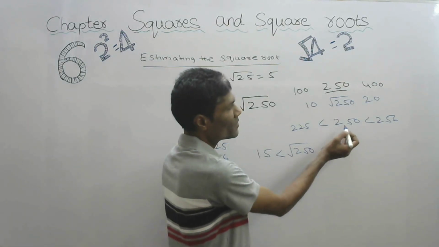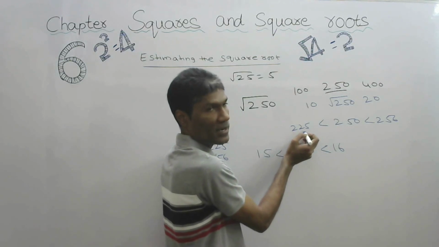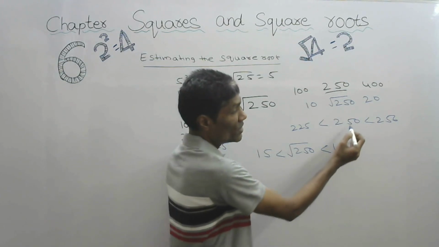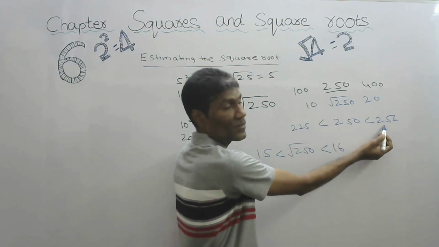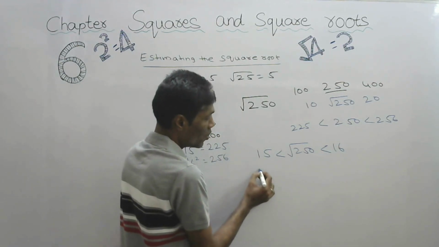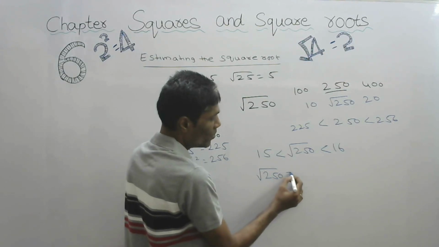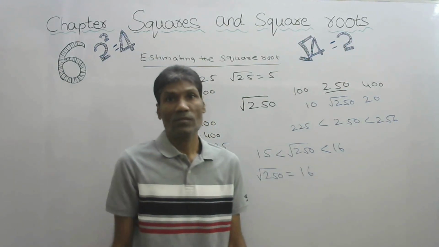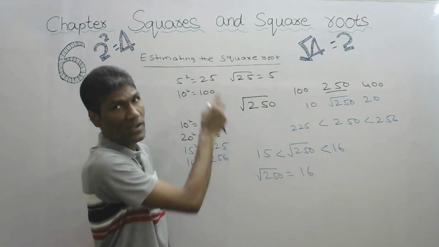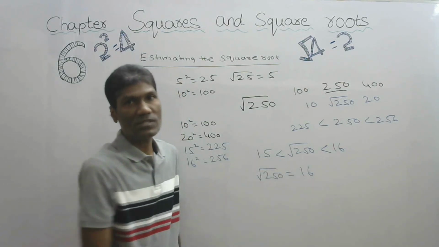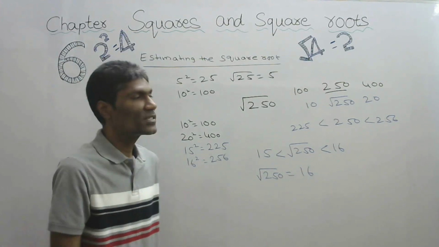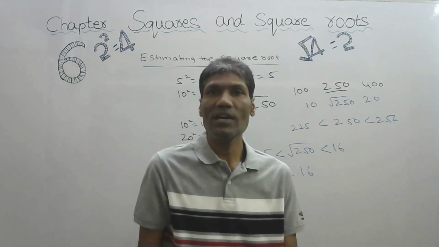Now if you see which number it is nearer to, here the difference is around 25. Here only 6. So this is nearer to here. So the value is nearer to 16. So we can say root 250 equals 16, but it is not exactly 16 but nearly. Estimating, it is approximately equal to 16. This is approximation, or estimating the square root.